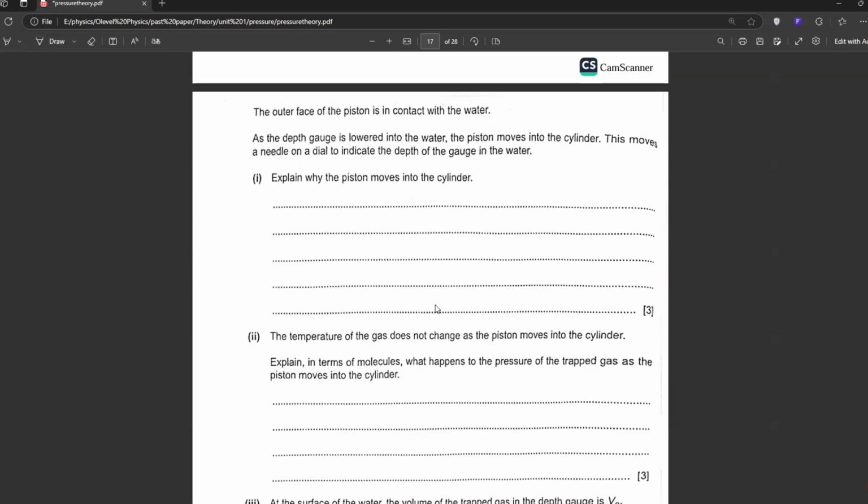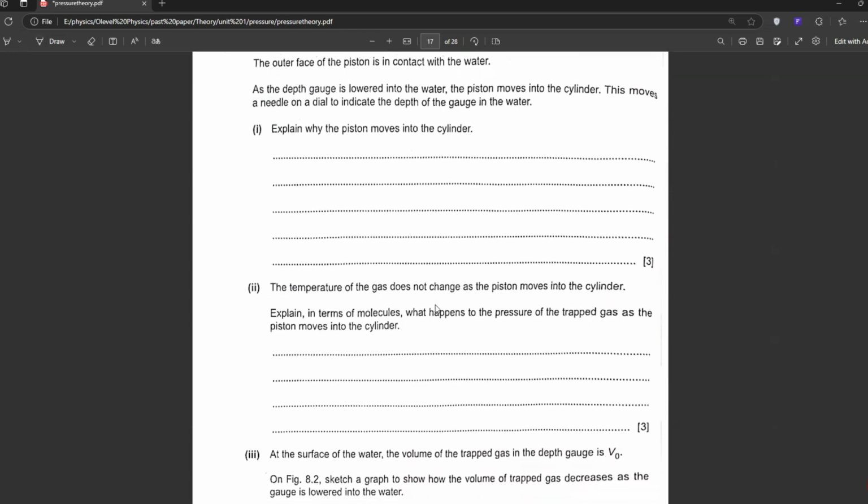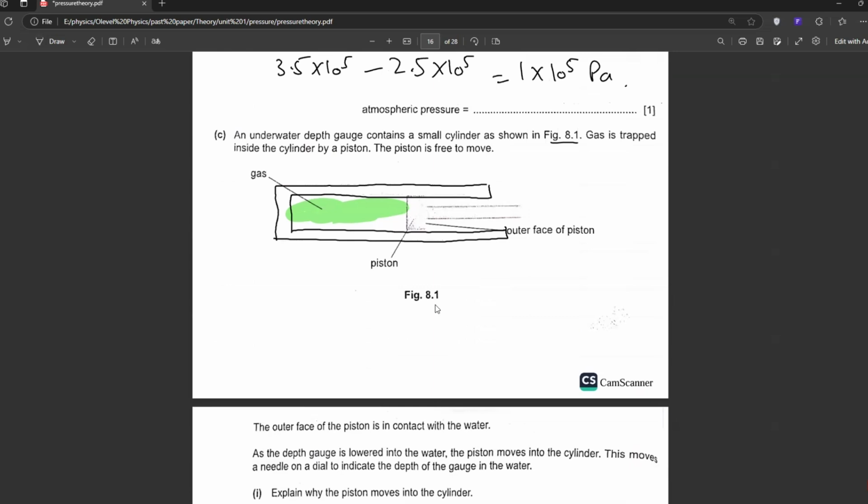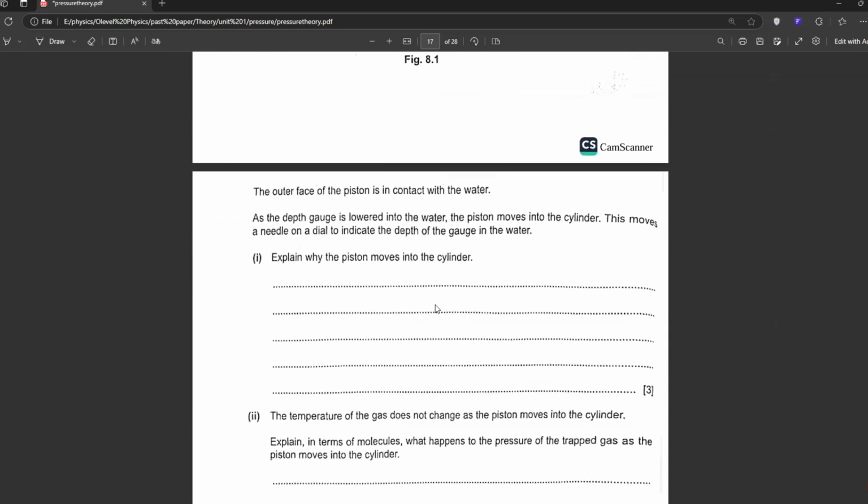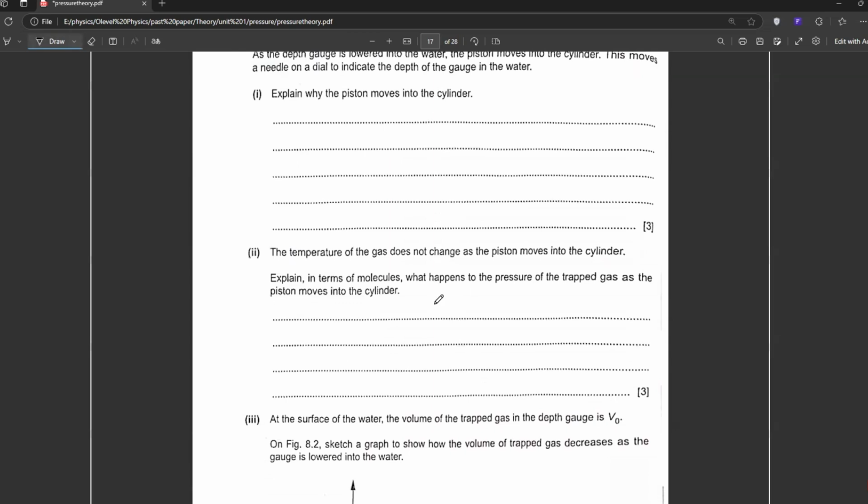This moves the needle on the dial to indicate the depth of the gauge in the water. So as we move this inside the water, the piston moves inward. Explain why the piston moves into the cylinder. Very, very easy. Why does the piston move into the cylinder?